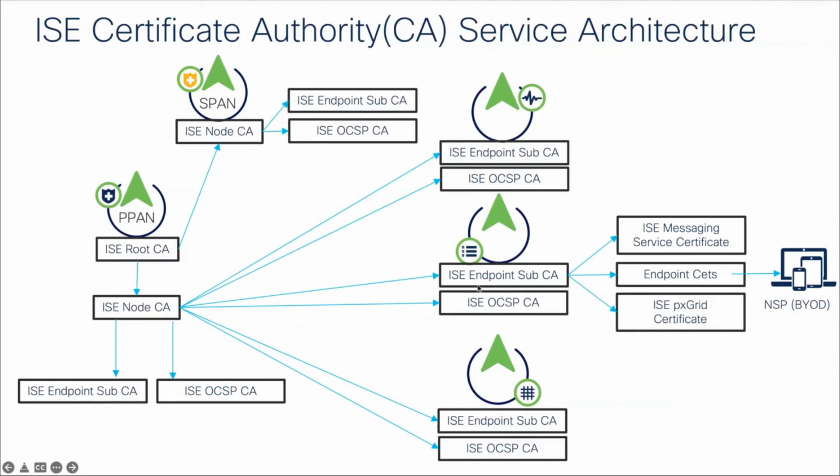From the endpoint sub-CA, the ISE messaging service and ISE pxGrid certificates are issued. It is also going to be used to issue certificates to the endpoints going through BYOD. So whenever you onboard an endpoint through BYOD, it's going to get the certificate from the endpoint sub-CA on a PSN. This endpoint sub-CA is issued by the node CA of a PPAN, and the node CA of the PPAN is issued by the root CA. So that's how the chain of the endpoint is going to be.